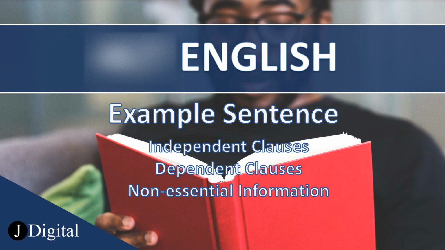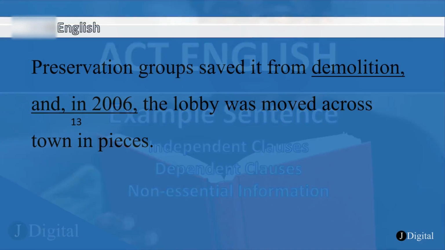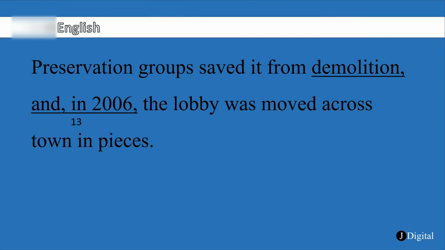In this video, we'll go over an example sentence you might find in the English section of the ACT exam. We're going to talk about independent clauses, dependent clauses, and non-essential information. And this is the example sentence we want to take a look at. Preservation groups saved it from demolition, and in 2006, the lobby was moved across town in pieces. But before we analyze this, let's take a look at some definitions.